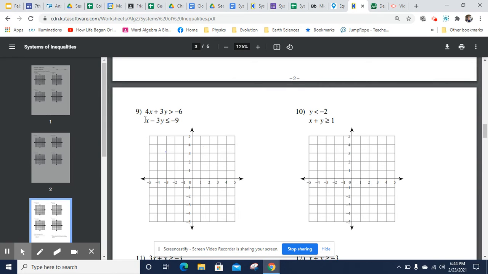So number 9 is 4x plus 3y is greater than negative 6, and x minus 3y is less than or equal to negative 9. And we're trying to come up with a solution to this system of inequalities. They're being considered together, so you need to graph each inequality and see where they overlap.